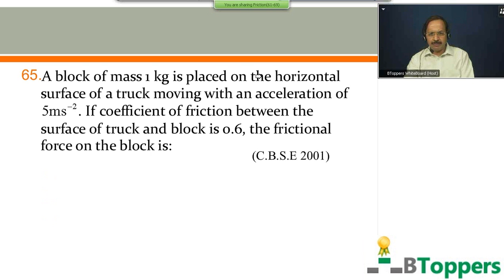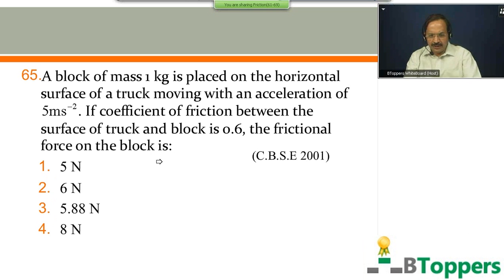Block of mass 1 kg is placed on the horizontal surface of a truck moving with an acceleration of 5 meter per second square. The coefficient of friction between the surface of the truck and the block is 0.6. The frictional force on the block is? 4 options are given. You take g as 9.8 meter per second square for this question. g equal to 9.8 meter per second square. Come on, try the question.